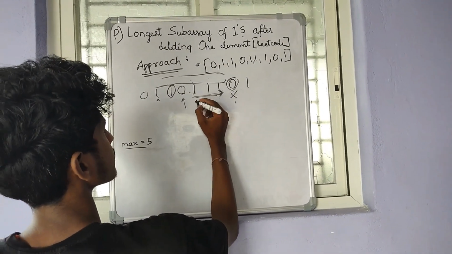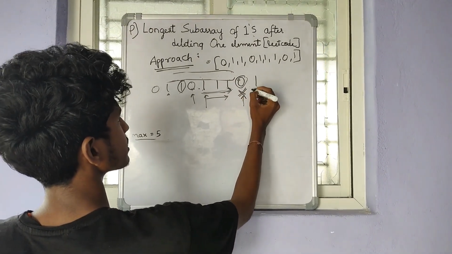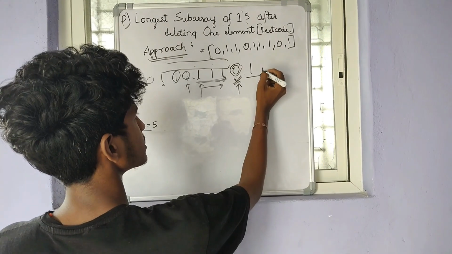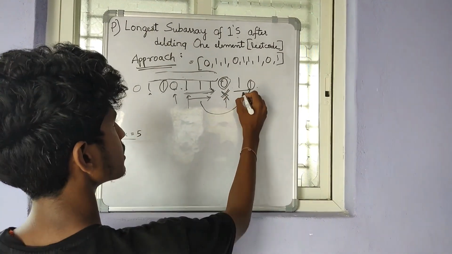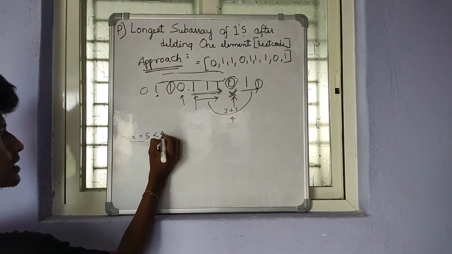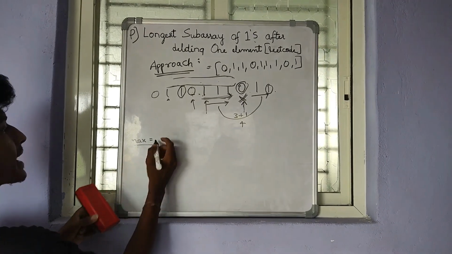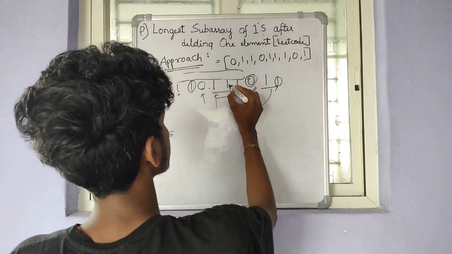And again you have to start from here: 1 2 3 and you see 0. From that you have to count the number of ones. There is only one, so total will be 4. 3 plus 1, you have to check if it is greater than 4. Yeah, false, so 5 remains in the max. Again I have to start from here.